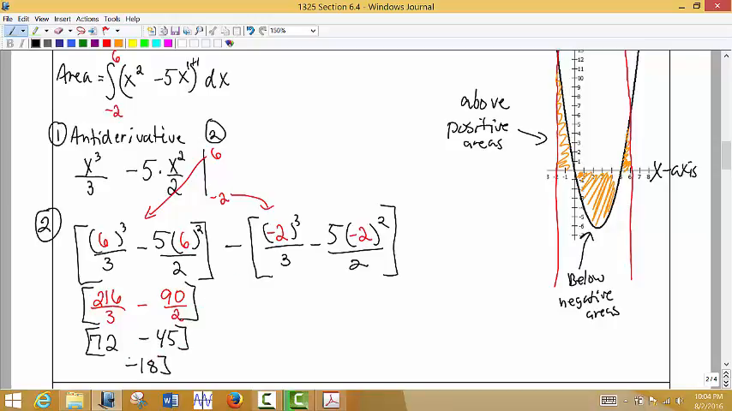Okay, now we're going to subtract from that what comes out of our second bracket here. Okay, negative 2 cubed, you can throw that into your calculator, you get negative 8. So I get negative 8 over 3. Negative 2 squared is 4. 4 times 5, that's negative 20 over 2.